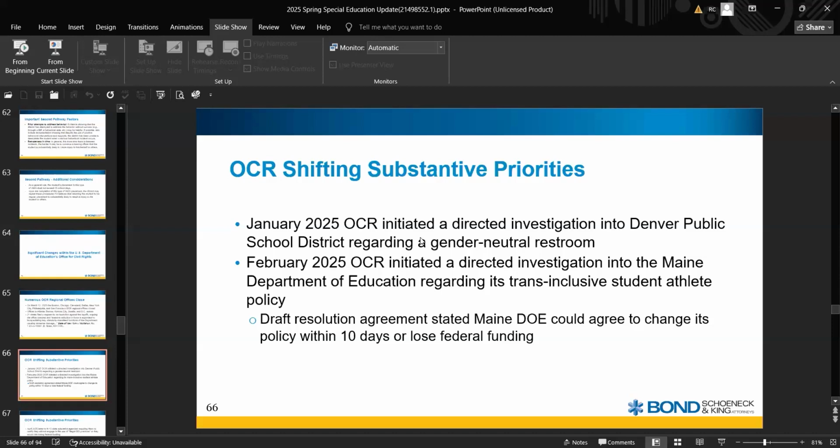Now, February 2025, OCR also publicized that they were initiating an investigation into the state of Maine. I come from the state of Maine, so this one's personal to me. The governor of Maine said that the state of Maine would not be backing off their accommodation of transgender athletes on their school teams of choice. The Trump administration directed the Office for Civil Rights to initiate an investigation.